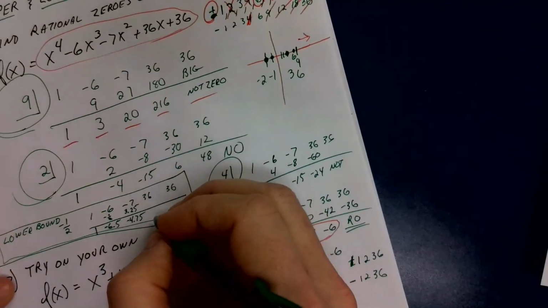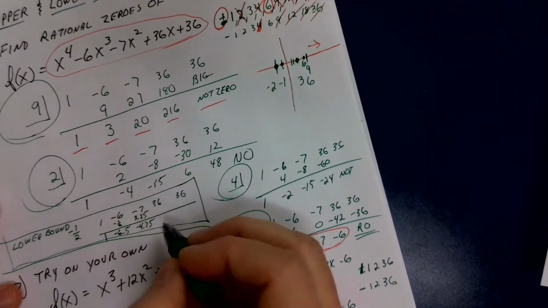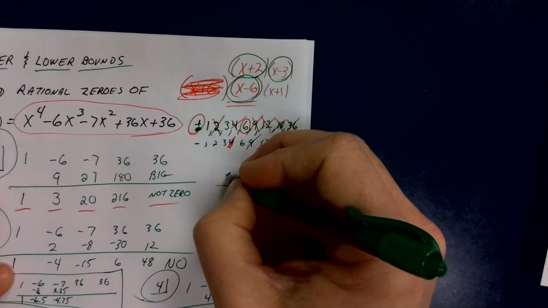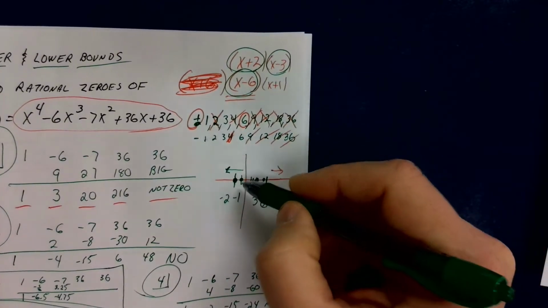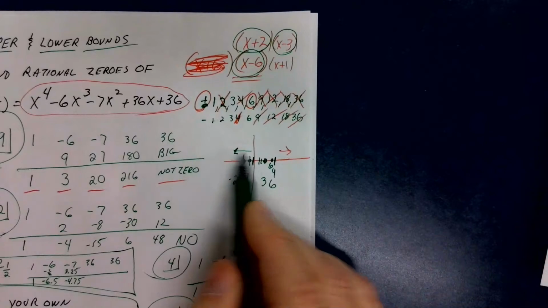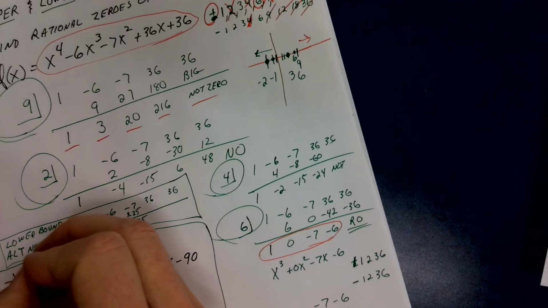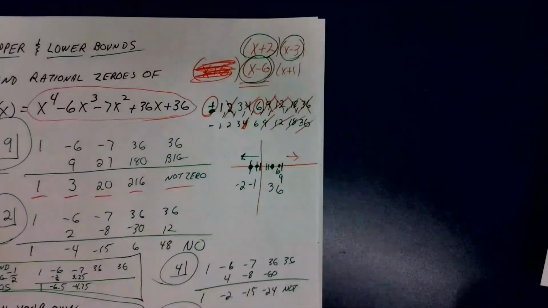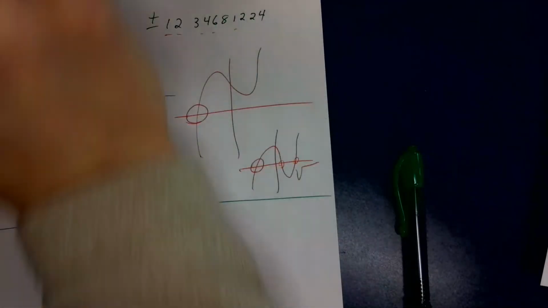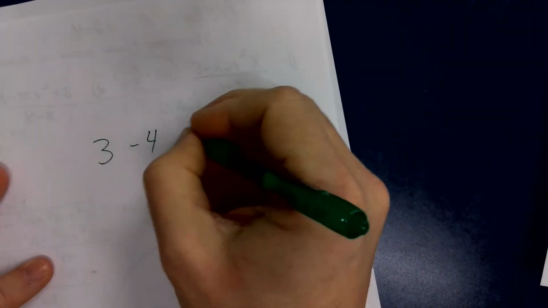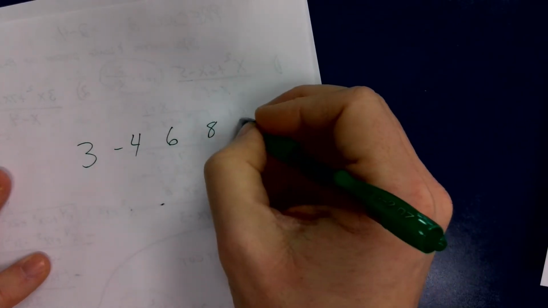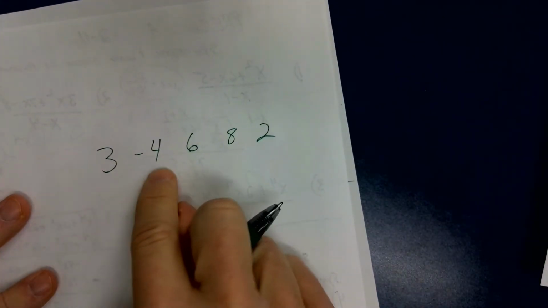So here's my thing. In order for something to be a lower bound, which means that there would be nothing to the left of that spot, and again, we're trying negative 1/2, these things would have to alternate between non-negative and non-positive. So what does that mean? What does that mean, alternating between non-negative and non-positive? 3, negative 4, 6, 8, 2. Do these alternate between non-negative and non-positive?